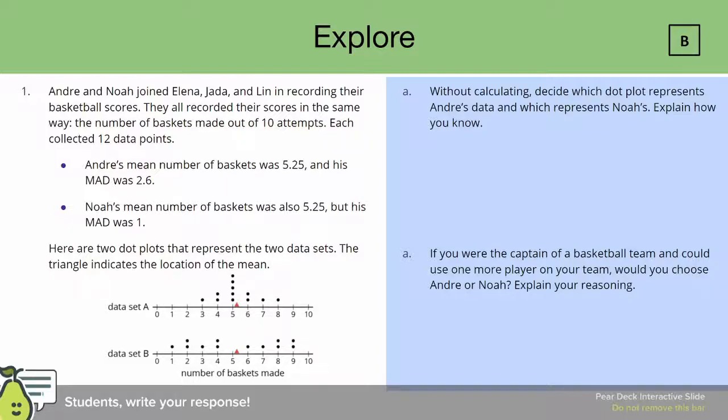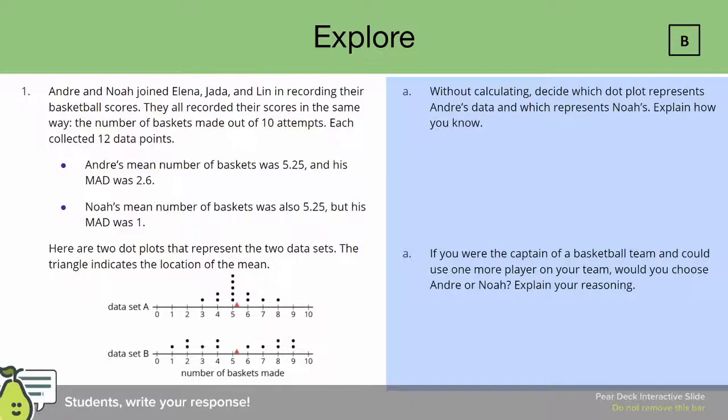Alright, let's move forward. Let's take a look at Part A. Please pause this video, read Part A to yourself, think about it, and then we will talk about it together. Alright, welcome back. Part A says, without calculating, decide which dot plot represents Andre's data and which represents Noah's. Explain how you know. Look at both of these dot plots, pause the video, and think to yourself, which one do you think matches which basketball player?